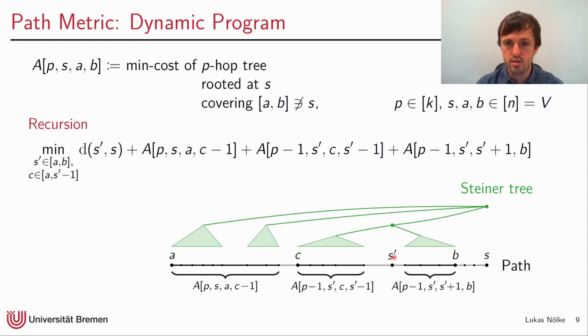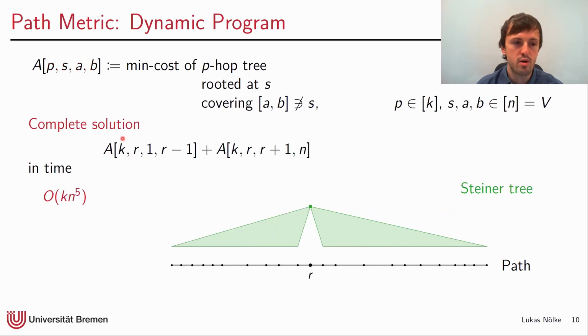To find the correct values of S prime and C, we take this minimum over all S prime in AB, and then over all C in the interval between A and S prime minus 1. Taking then up to n guesses for each of these, we get a runtime of n squared here for one cell. And since there are k times n cubed many dynamic programming cells, we get a total runtime of k times n to the 5. And the complete solution can be computed by querying the cells of the dynamic program that contain the cost of the left and right subtree of the root with hop distance k. This concludes the proof for the path metrics.